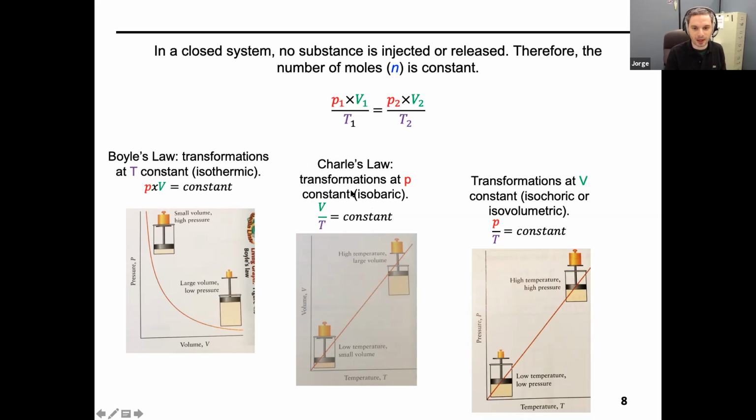Again here, look at the word. Iso means equal. Baric comes from barus, which means pressure. Therefore, isobaric means the pressure during the transformation is kept constant. Meaning of that, P1, initial pressure, equals P2, final pressure. Therefore, V over T must be equal to V over T at the end.